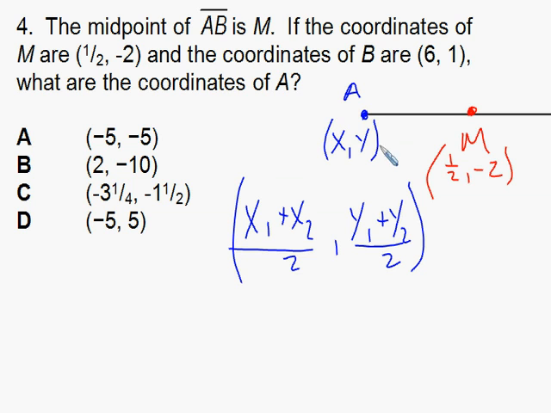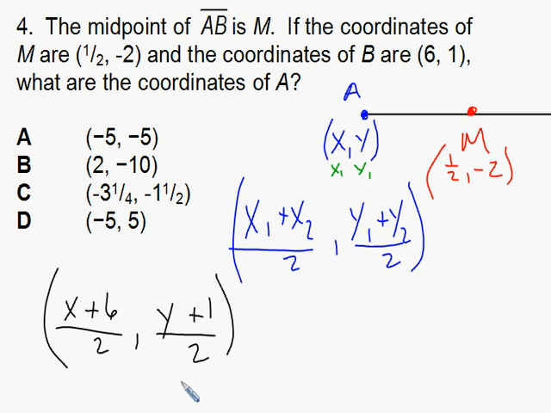So again, I can just label my points. This is the first set here, A, so I'll just call it x1, y1. And B, we'll call it x2, y2. And again, I just plug it in the formula. So x1, that's my unknown value of x, plus x2, which is 6, over 2. y1, that's the unknown value y from A, plus y2, 1, over 2.